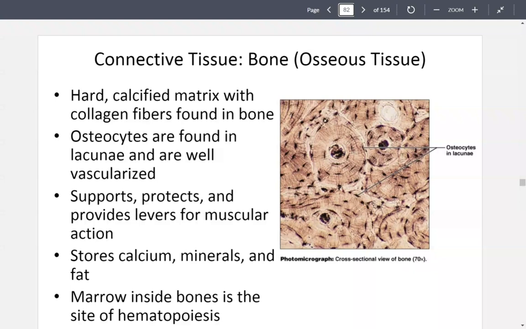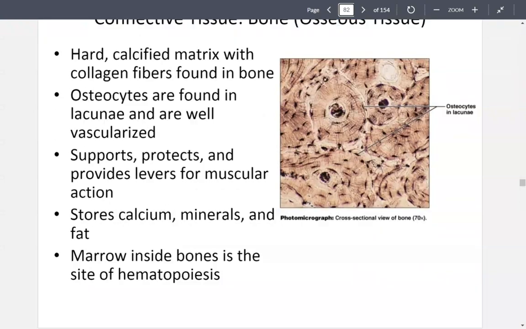Bone is also going to be a storage site for calcium, minerals, and fat. Yes, fat is stored in your bones. Where is it stored? Well, it's stored there in one of two types of bone marrow. Bone marrow is the inner portion of your bones, specifically your long bones, but all bones. The inner area is referred to as marrow. If it is red marrow, it is going to be the site for hematopoiesis.